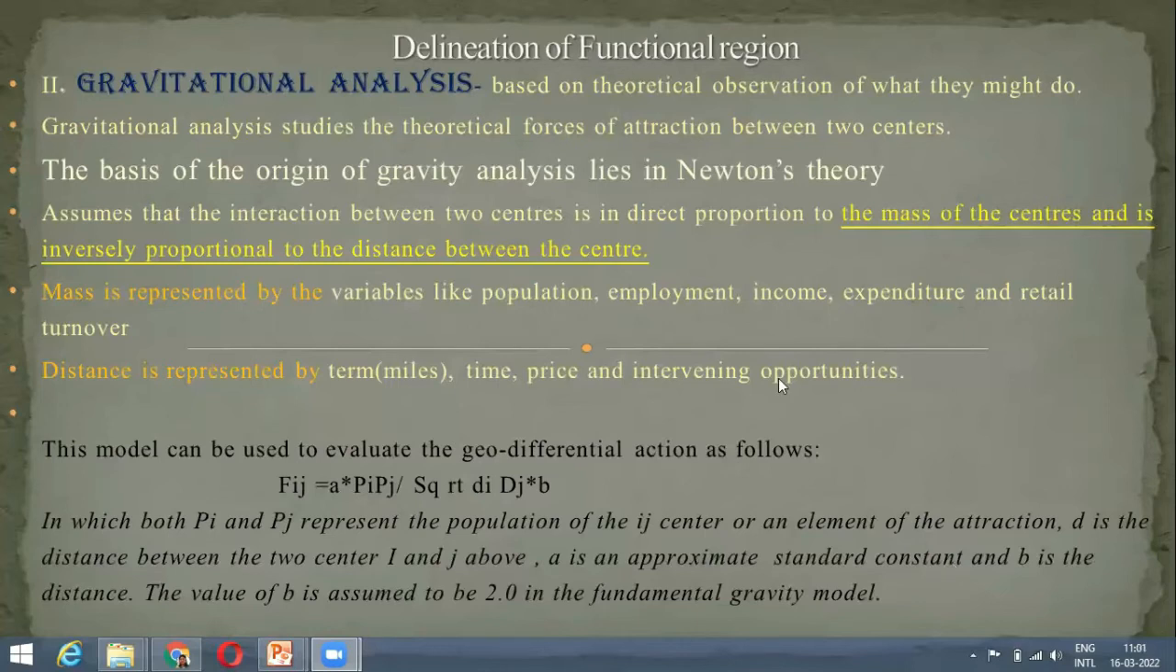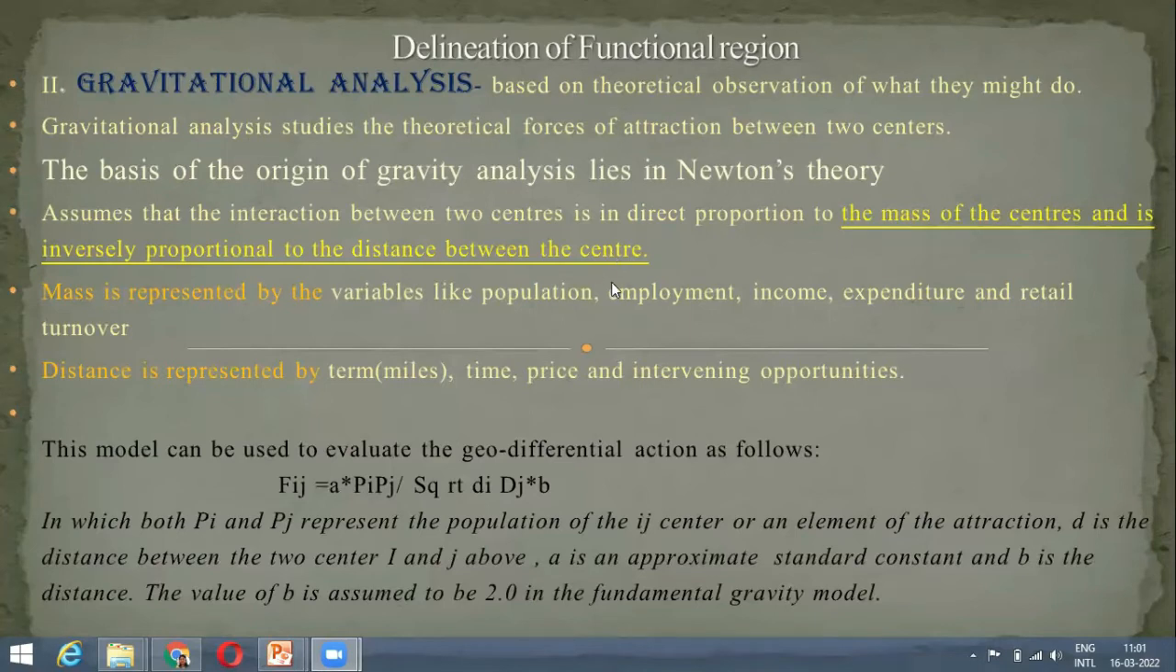Now we all know that the theory of gravitational attraction was given by Newton. For this we need some push and pull factors. So what are those factors? The factors are the mass of the centers and the distance between the centers. It is directly proportional to the mass of the centers. That means if the mass of the centers increases, the gravitational attraction also increases. That is, more people will be attracted to that center whose mass is more.